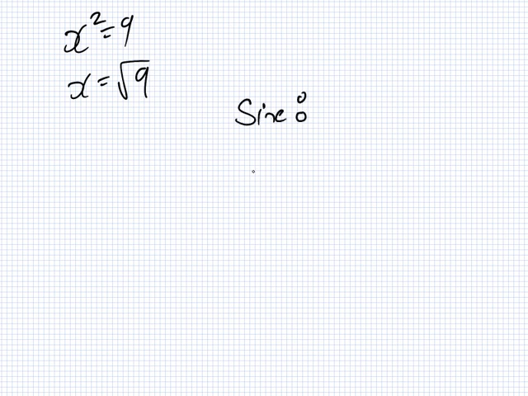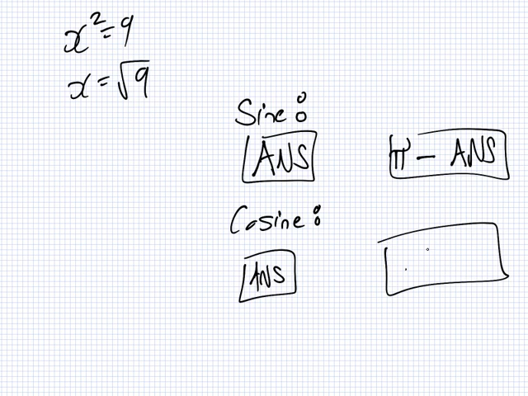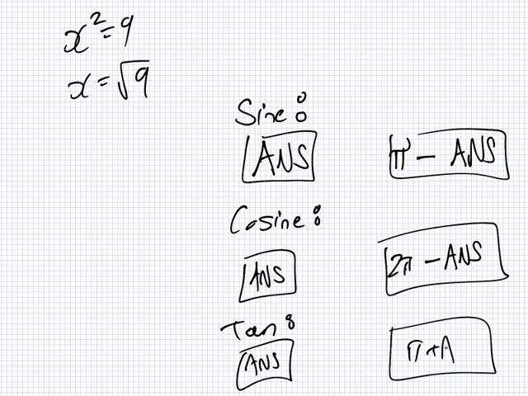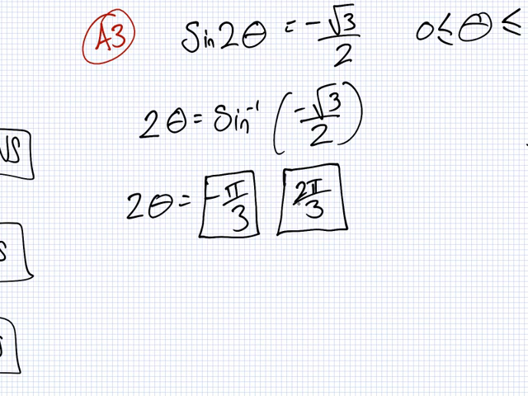So similarly for sine, cos and tan, there's actually 2 answers, depending on what you have. So for sine, the calculator gives you the first answer. The way you get the second answer is pi minus the first answer. If you had cosine, who remembers this one? The calculator gives you the first answer. 2 pi minus the answer. And lastly, tan. Pi plus the answer. So because we're dealing with sine, we do pi minus the answer. And this gives us our second answer. Answers are always in pairs. I'll say that again. Answers are always in pairs. So the second answer is going to be 2 pi over 3.